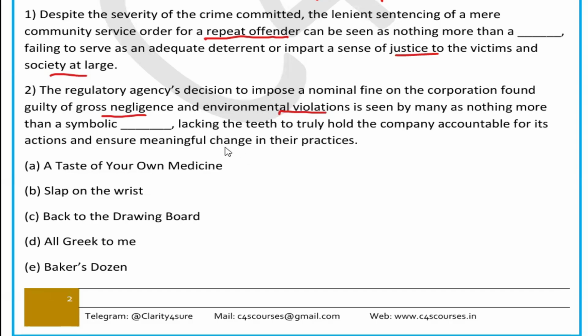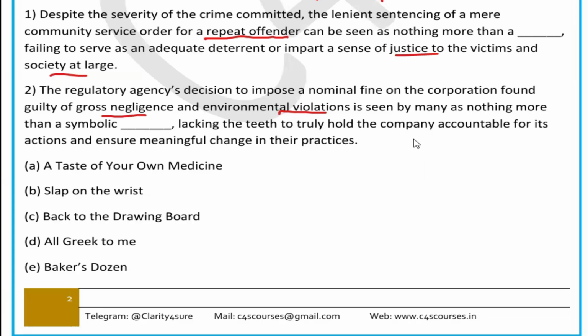A symbolic actually what? Symbolic, like nothing, means it was a very light punishment, or you can say nothing for any serious offenses that corporation had done. So it also lacked the teeth to truly hold the company accountable for its actions. When such things were avoided, even after committing such a huge negligence and violating the rules, giving them less punishment is not at all holding the company accountable.